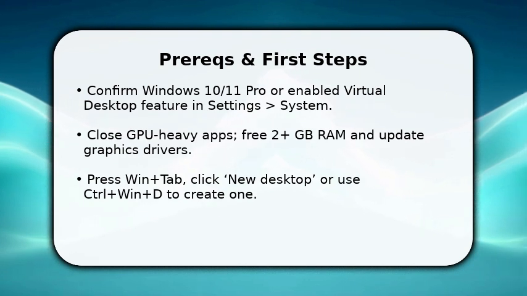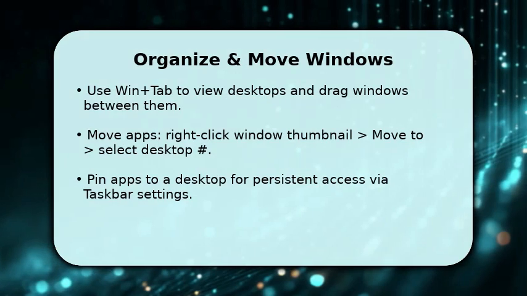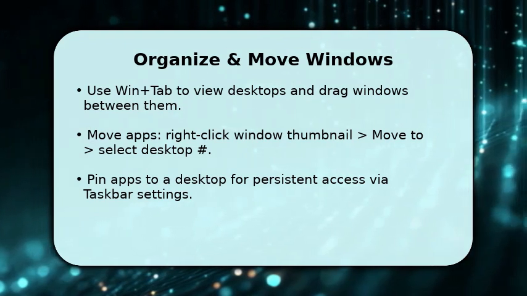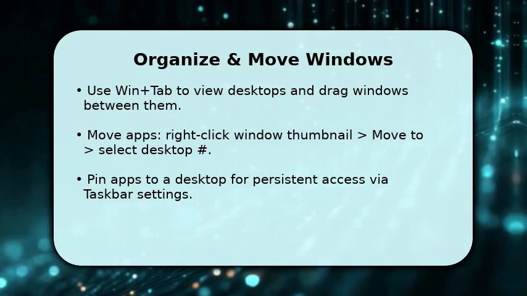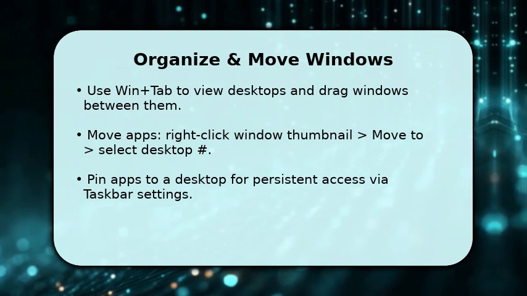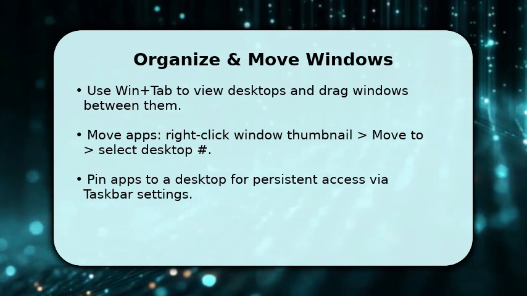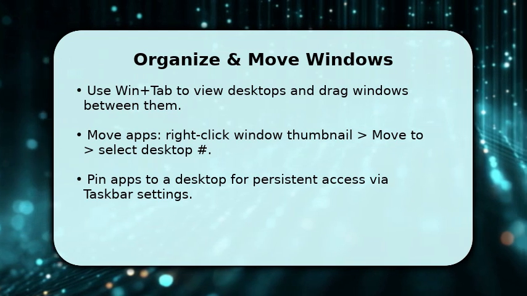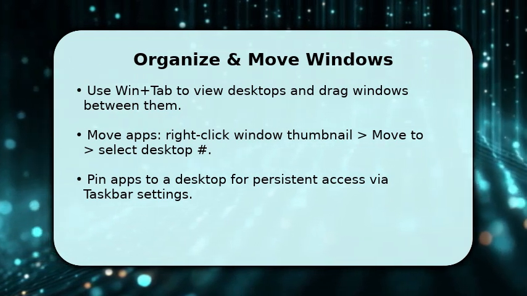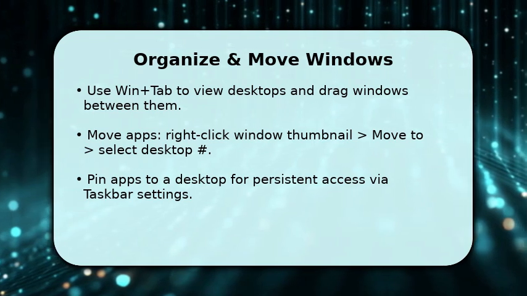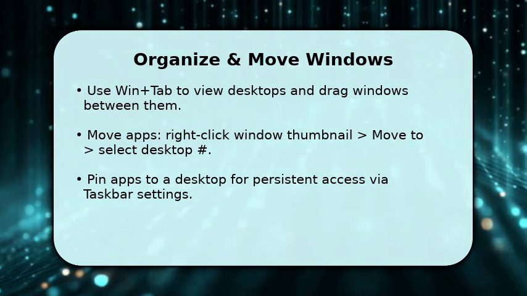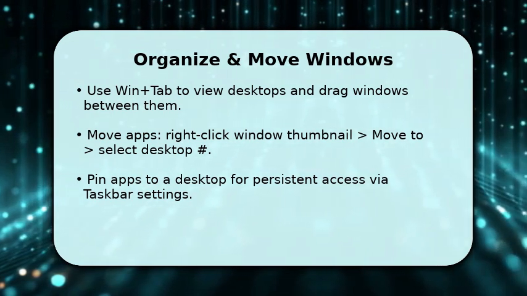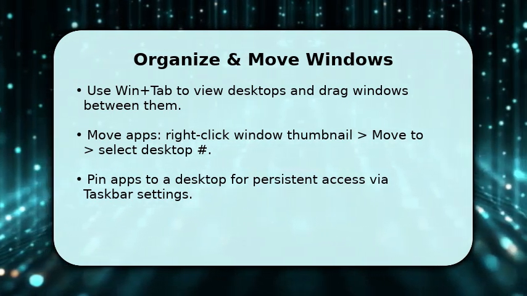Next, you'll populate and organize those desktops so each has a clear purpose. Use Win plus Tab to view all desktops, then drag and drop app windows to the target desktop. That's fastest for multiple windows. If you prefer menus, right-click a window thumbnail, choose Move To, and pick the desktop number. Make sure to pin frequent apps to the specific desktop from taskbar settings when you want them to stay available. Doing this reduces context switching and helps you mentally group related tasks.